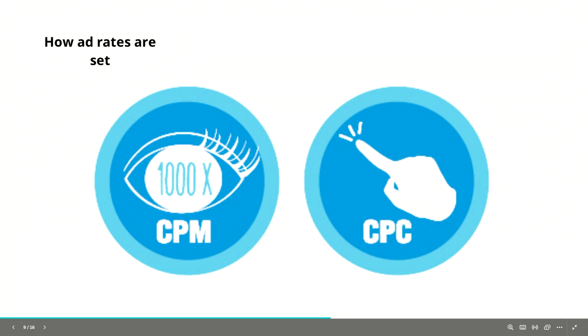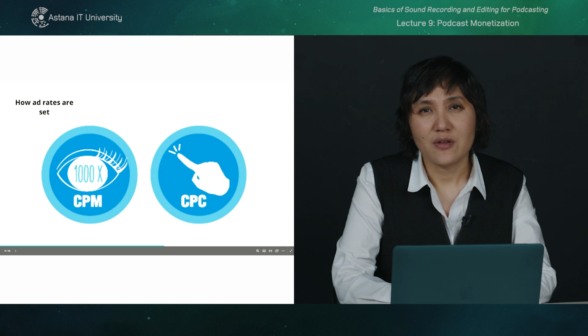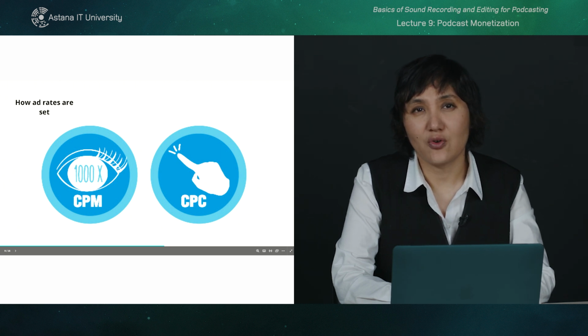How ad rates are set. When setting ad rates for your podcast, you base them on your listener count and the targeting level of your audience. For web advertisement, rates are determined using either click-throughs, CPC, or impressions, CPM. In a CPC model, you are paid only when someone clicks on the ad, which primarily benefits advertisers by offering them free exposure until a click occurs.